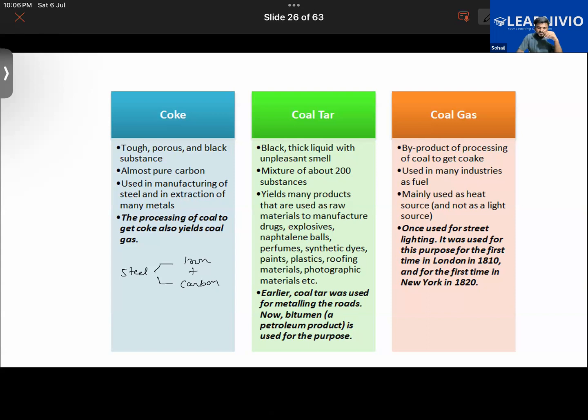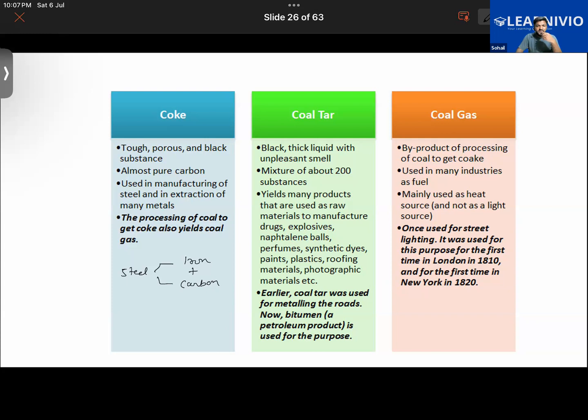Coal tar is a mixture of about 200 different substances, so it has several uses. For example, it is used to manufacture certain kinds of medicines and explosive materials. Getting it, guys? Yes, sir. Okay. It is also used in making perfumes.